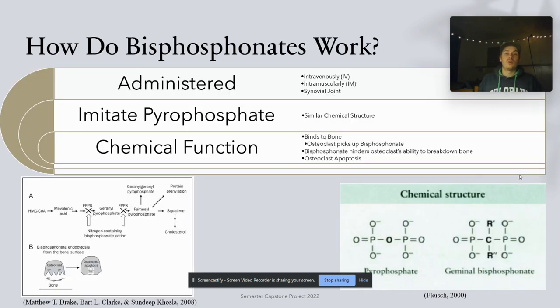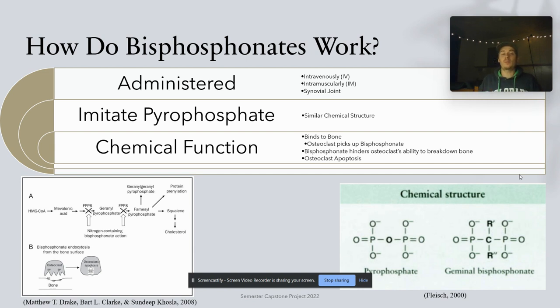So ultimately, in order for bisphosphonates to work, they have to be administered. And this is usually done intravenously or into a synovial joint. And this is done because it gets the bisphosphonate to the bone the quickest. Even though it is more risky, with proper practices, it is done safely. Now, it can be done intramuscularly. However, if it is done that way, then the body has to metabolize it before it can do its work.